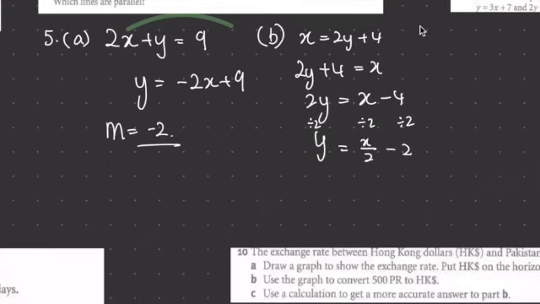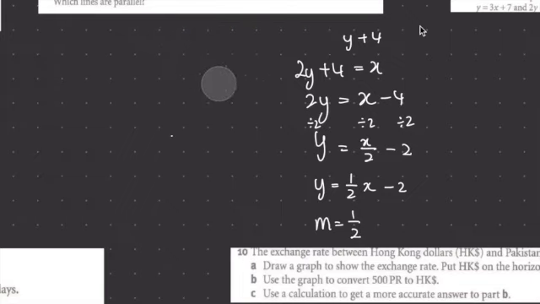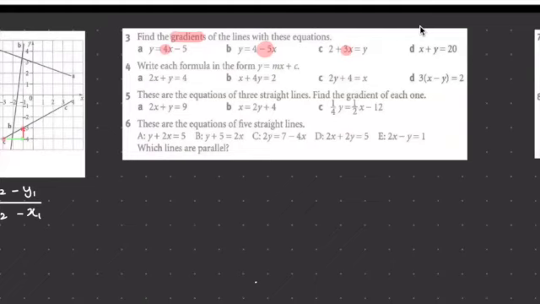Since this one looks a little bit different, it is actually y is equal to half x. It's the same. x over 2 and half x, they are the same. So your gradient would be 1 over 2. When you multiply by half, or you divide by 2, it's the same thing. Done. Let's look at the last one.